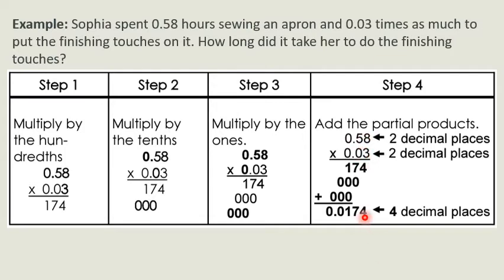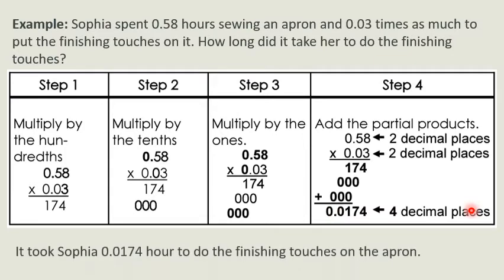Starting from the right, bibilang tayo ng 4. Nandito halimbawa yung decimal point. Bibilang tayo ng 4. 1, 2, 3, 4. Kaya dito natin ilalagay yung ating decimal point. Therefore, it took Sophia 174 10,000ths of an hour to do the finishing touches on the apron.